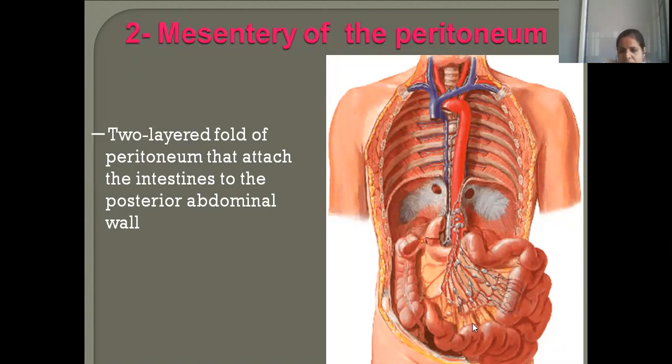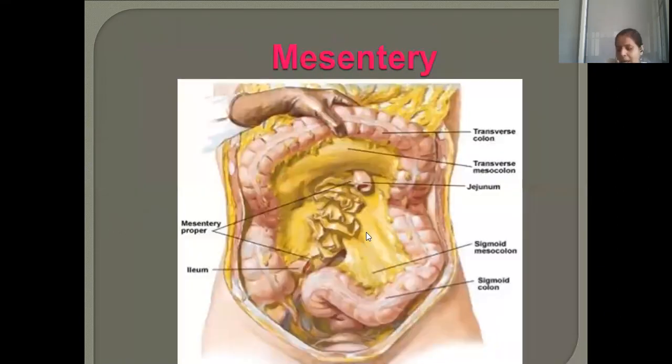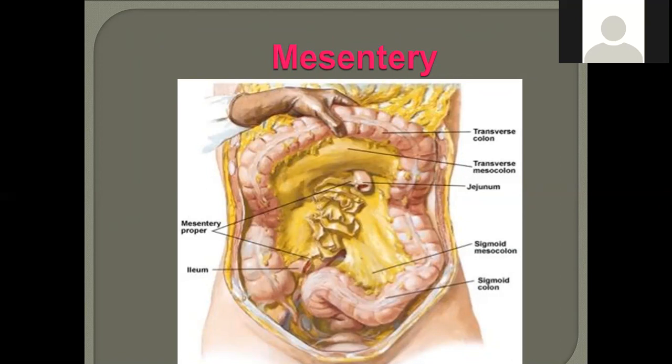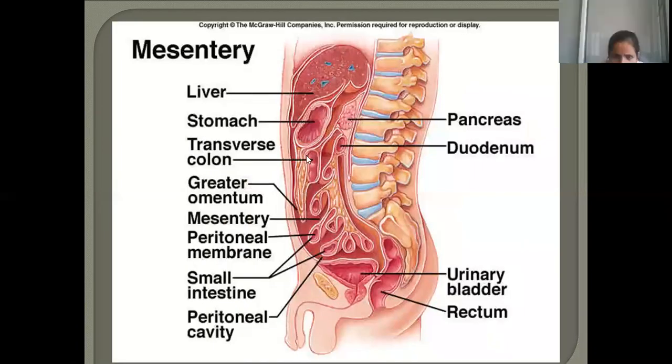So this margin which is attached to the coils of intestines, you call it as free margin. What is this margin? Free margin. Okay. Whereas once you cut the coils of intestines and when you see this particular part of the mesentery which is close to the posterior abdominal wall, you call it as attached margin. Is that clear? What I am trying to tell you? Yes, ma'am.